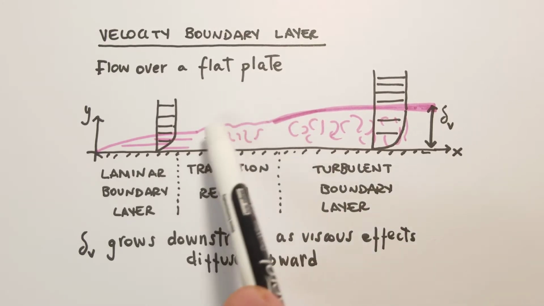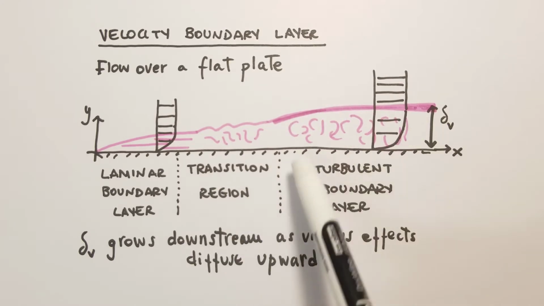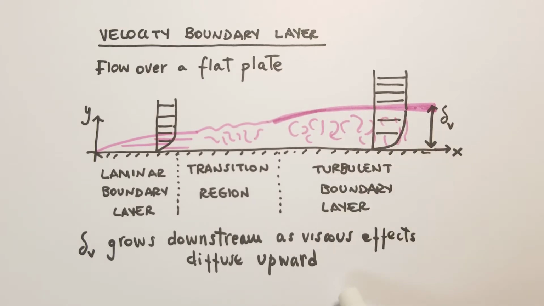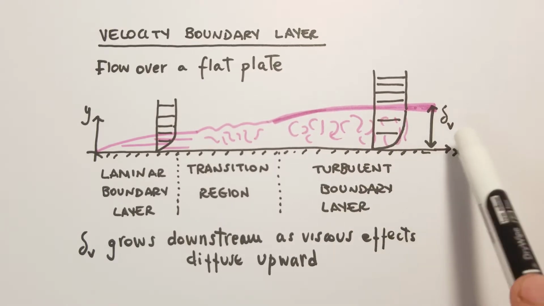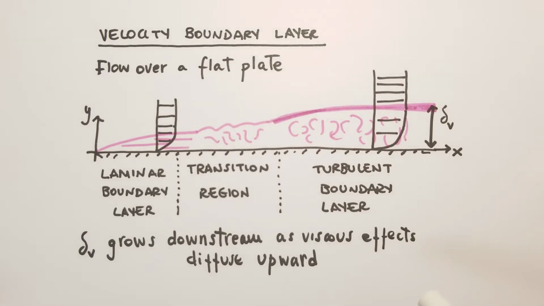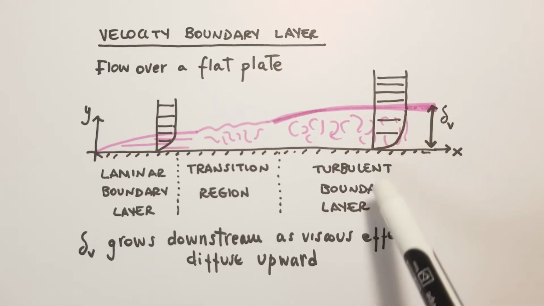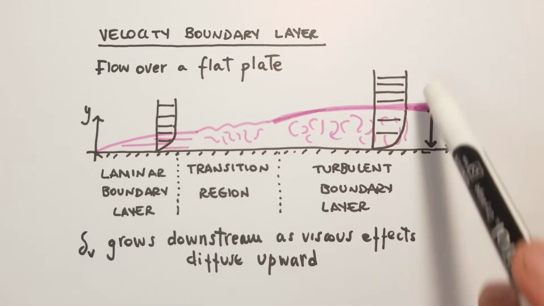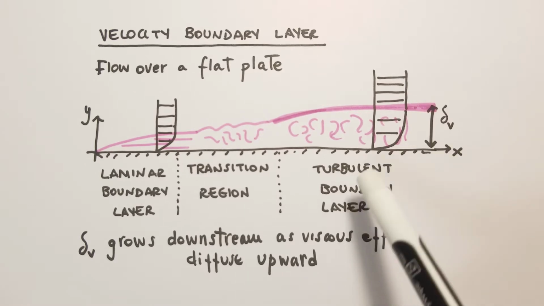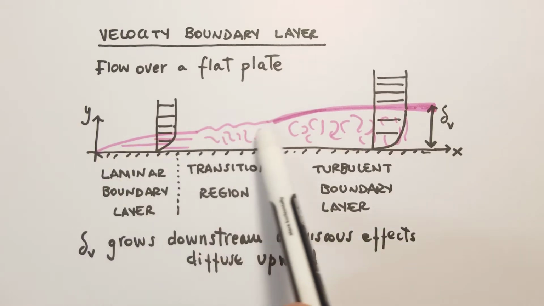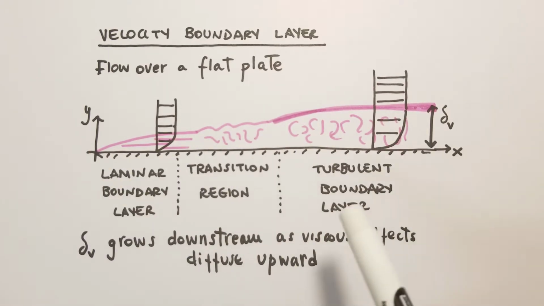Further downstream, at the end of the transition region, we have a fully developed turbulent boundary layer, which is defined as the region where the flow is fully turbulent. We can still define a thickness of the velocity boundary layer as the distance from the wall where the mean velocity reaches 99% of the free stream velocity. We observe that the thickness of the turbulent boundary layer is larger than the laminar boundary layer, and in general the boundary layer grows as we move downstream because viscous effects continue to diffuse.